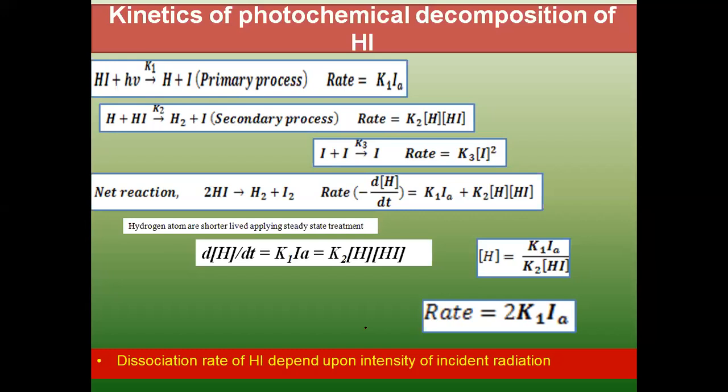So this is a very simple concept about photosensitization. Now we come to the kinetics of photochemical decomposition of HI. Let's understand the kinetics, meaning the rate of this reaction. We are going to understand the rate of this reaction by considering the example of decomposition of HI.